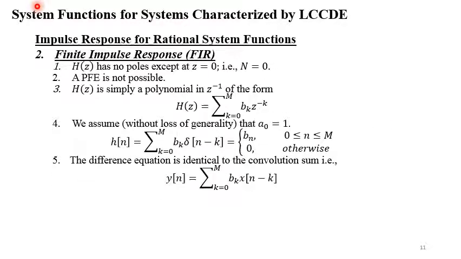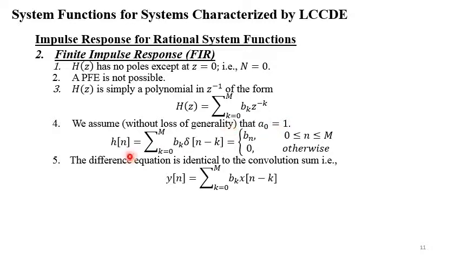The second class of LTI system is called the finite impulse response, or FIR. In this case, H(z) has no poles except at z equals 0. For this case, a partial fraction expansion is not possible. So H(z) is simply a polynomial in z^(-1), of the form H(z) equals the summation k running from 0 up to M of bk z^(-k). So we can assume without loss of generality that a naught equals 1.